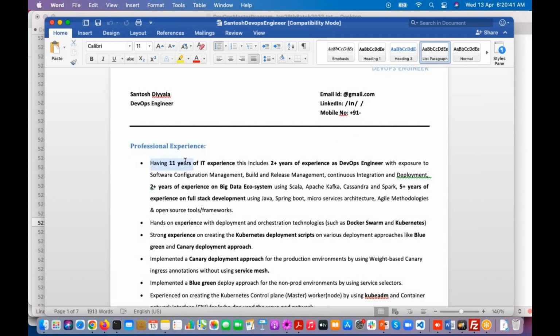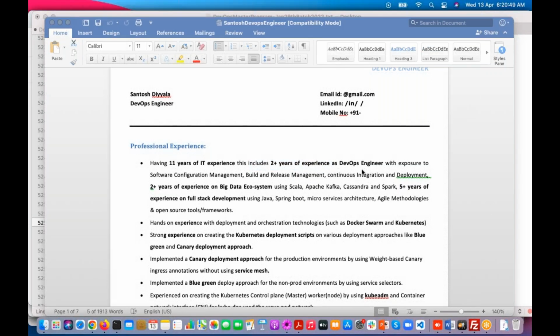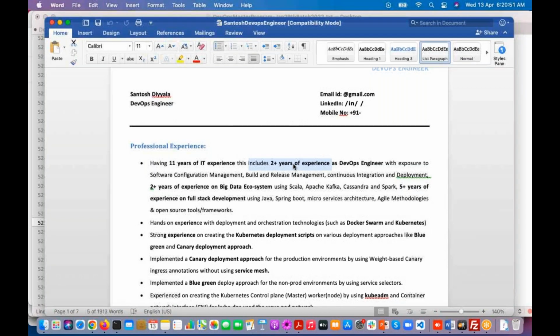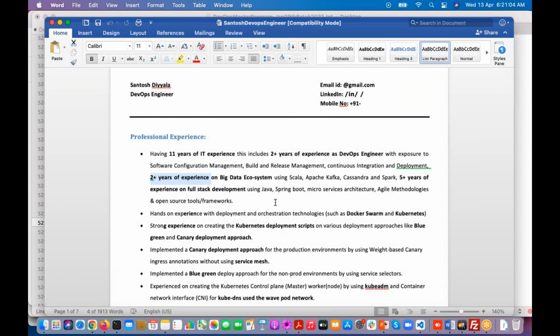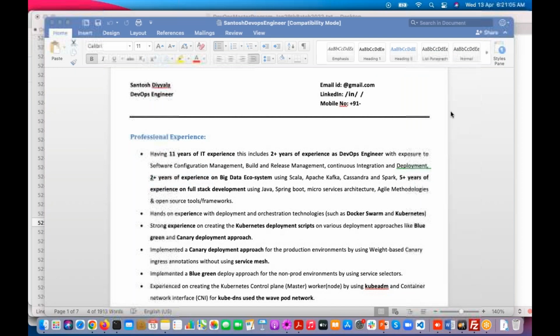So he has a total of 11 years of experience. This includes 2+ years of experience in DevOps. See, even though he has 11 years of experience, he mentioned only 2 years on DevOps. The remaining 2+ years are on big data, right? And 5 years of experience in full stack development using Java and similar technologies.